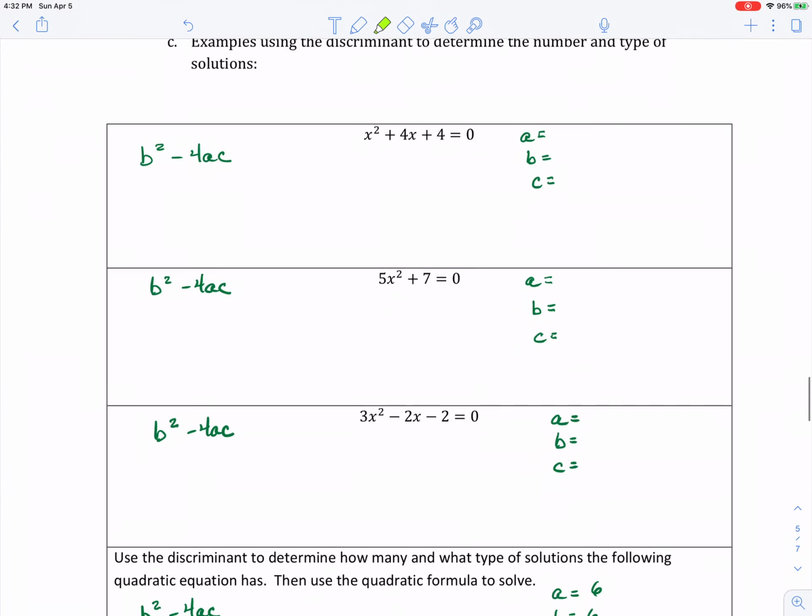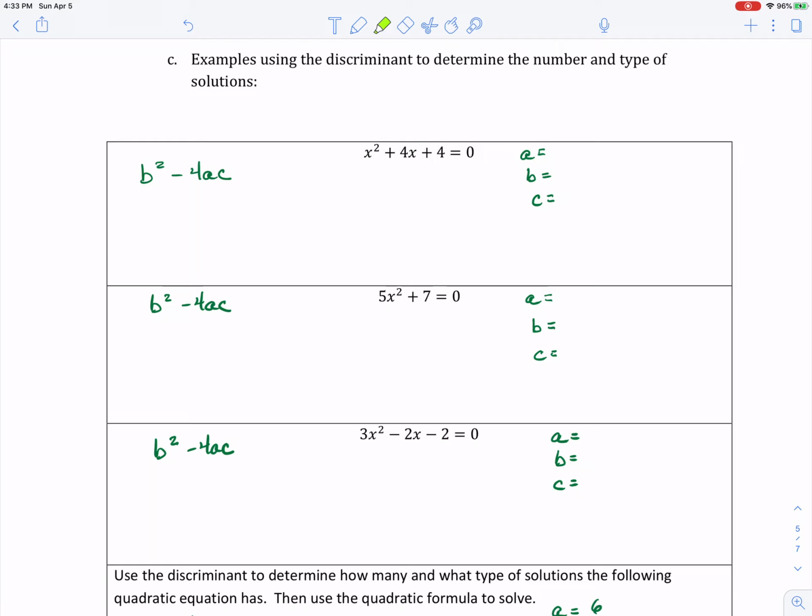So let's just do a couple of quick exercises using the discriminant to determine the number and the type of solutions. So all I'm going to do here, I'm not going to solve the whole thing. I'm just going to look at a, which in this first case is 1, b is 4, c is 4. All right, so I've just plugged in the numbers for a, b, and c. And now I'm going to do the arithmetic. So this is 16 minus 16, which gives me 0.